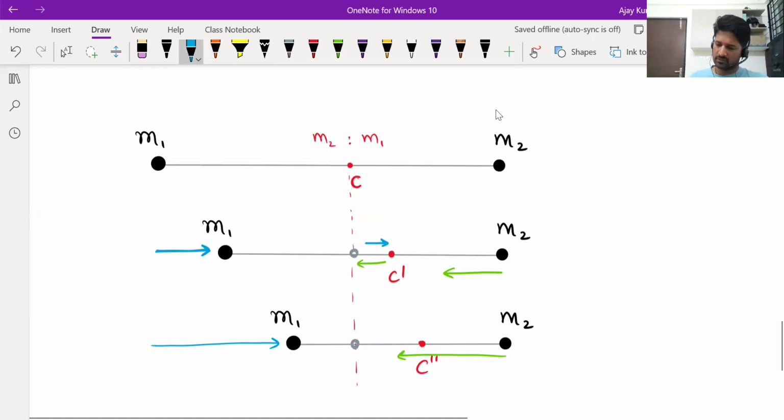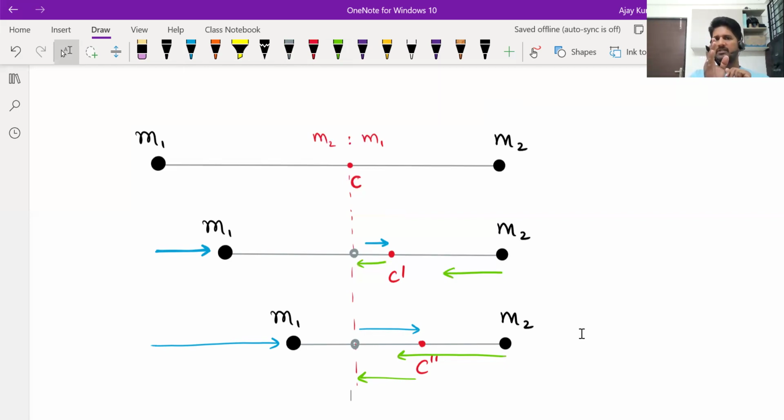Due to M1's motion, the center of mass went from here to here. Due to M2's motion, the center of mass should come back from here to here and stay at its original place. Fine. So what you need to understand from all this is, if the center of mass is staying where it is, but one mass is coming closer, then automatically the other mass also must have been coming closer. Only then can the center of mass stay there itself.